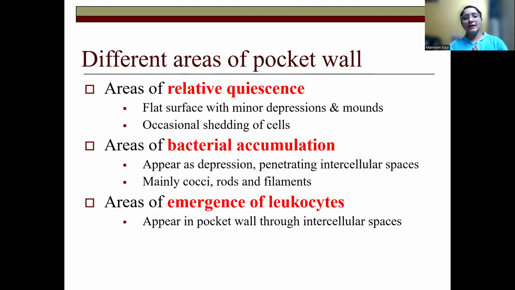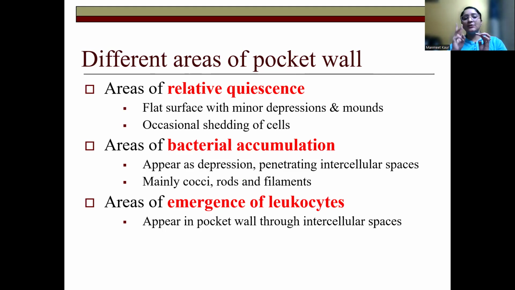So different areas of the pocket wall, can we revise it again? First is the area of relative quiescence, in which there are flat surfaces with minor depressions and mounds, and there is occasional shedding of cells. Second is where bacteria has come, penetrating intercellular spaces.